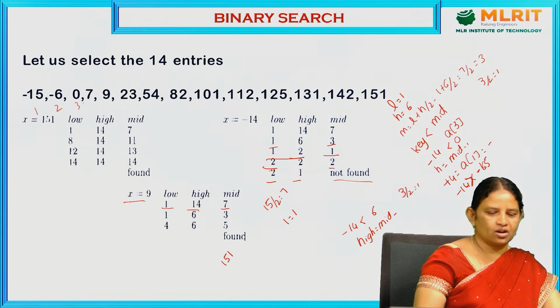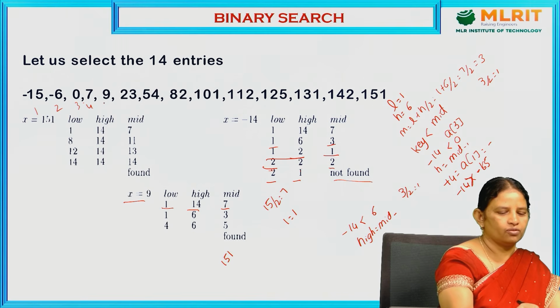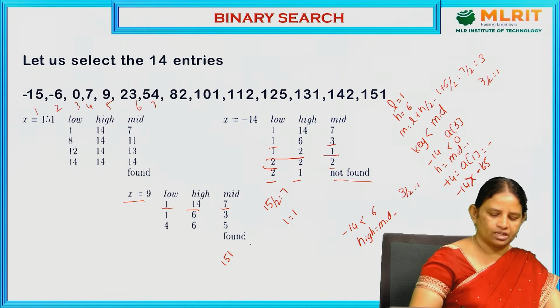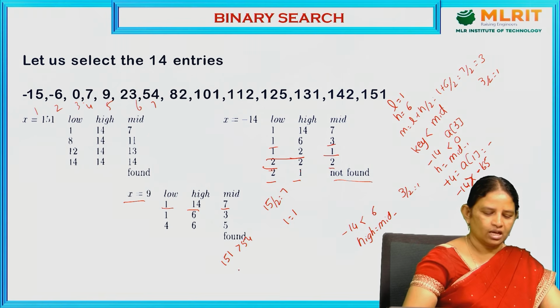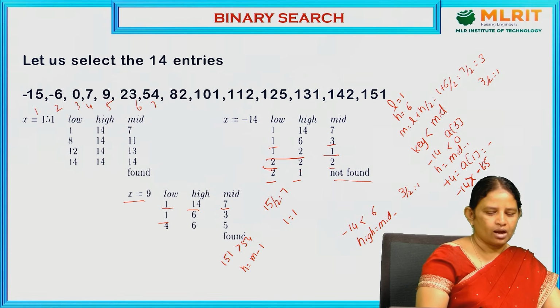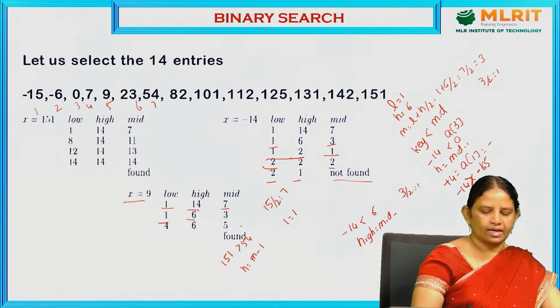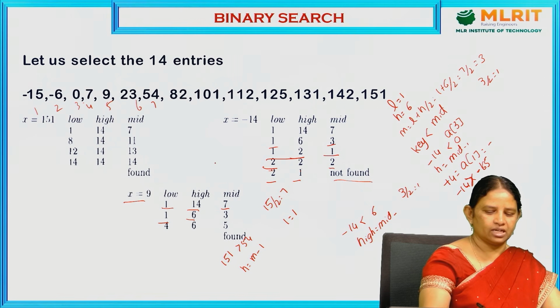Then what is A of 7? 1, 2, 3, 4, 5, 6, 7. That is 54. 151 is greater than 54. Then low equals mid plus 1, and high equals mid minus 1. Mid minus 1 means 6. Again calculate 1 plus 6, that is 7 by 2 will get 3.